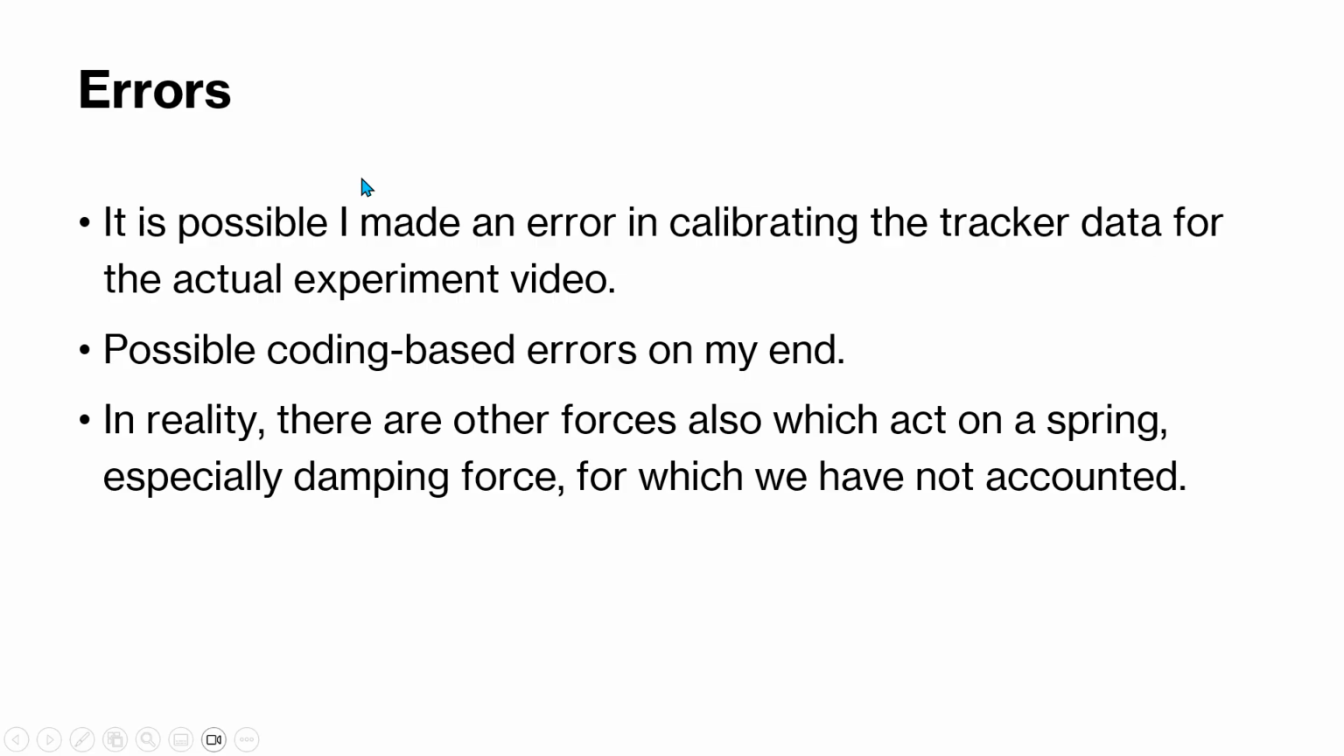So now errors. It is possible that I made an error in calibrating the tracker data for the actual experiment video, which is what Dr. Greco gave. Then there's a possible coding error on my end, which is also possible. Then in reality, there are also other forces which act on the spring of Dr. Greco, such as the damping force, which we've not accounted for in our actual GlowScript code. So these are just some of the possible errors.